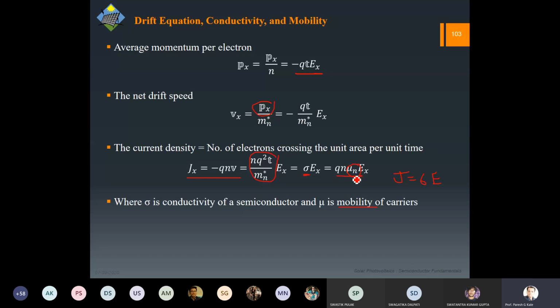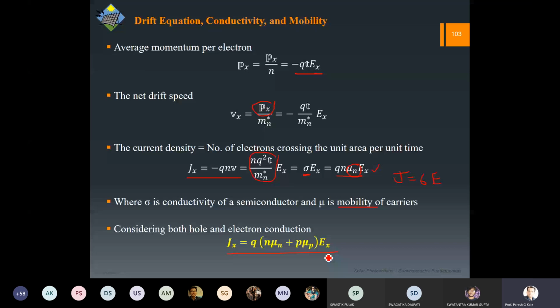So you can see that if the mobility of the carrier is higher, the current will obviously be higher. Also, if the electric field applied is higher, the current density would be higher. So now what we have derived is for electrons. Similarly, you can derive it for the holes as well, and then you can combine both and you get the total current in x direction for both hole and electrons.